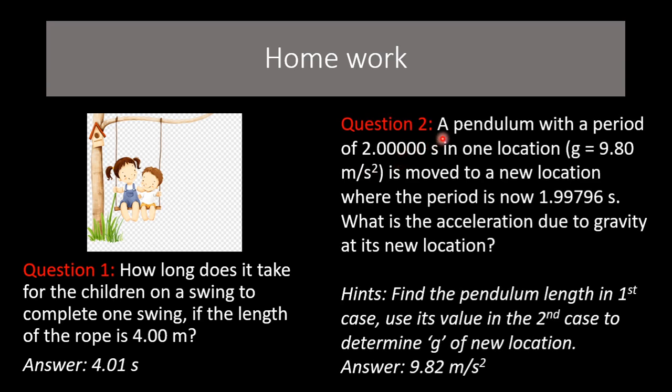Question number 2: a pendulum with a period of 2 seconds in one location that has a g of 9.8 ms inverse 2. The simple pendulum has moved to a new location where the time period is now 1.99796 seconds. So the acceleration is changed. What is the acceleration due to gravity at the new location? The answer is 9.82 ms inverse 2. So here you are provided with the hints. You can use them to solve the problem.